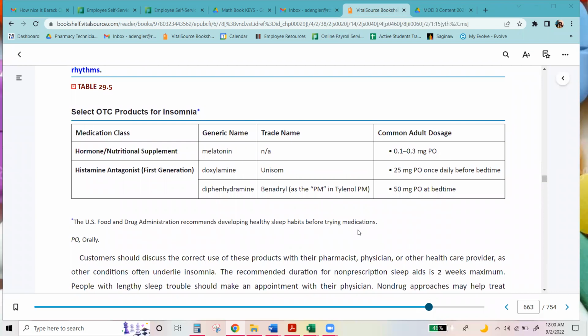Select OTC products for insomnia include, of course, what we just talked about, melatonin, which is a hormone, a nutritional supplement, and histamine antagonists, such as the first-generation diphenhydramine or doxylamine. If you actually go to the store and flip over Unisom, you'll see that there is a version with diphenhydramine and one with doxylamine.